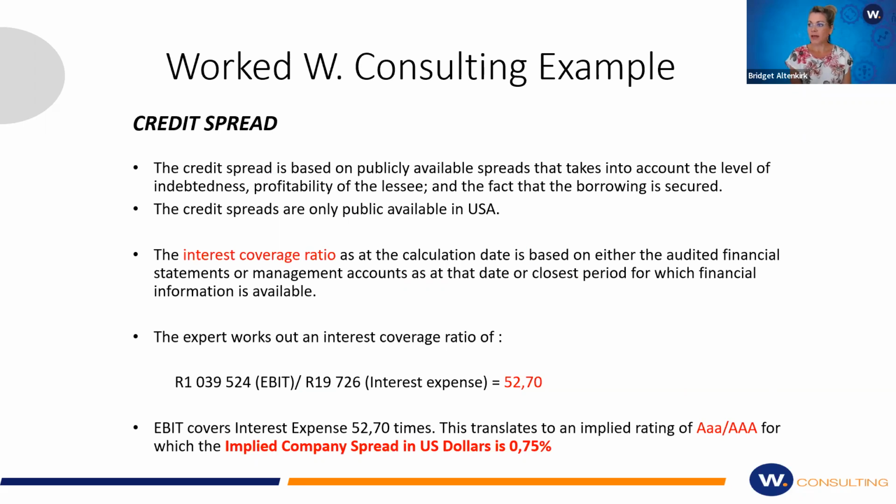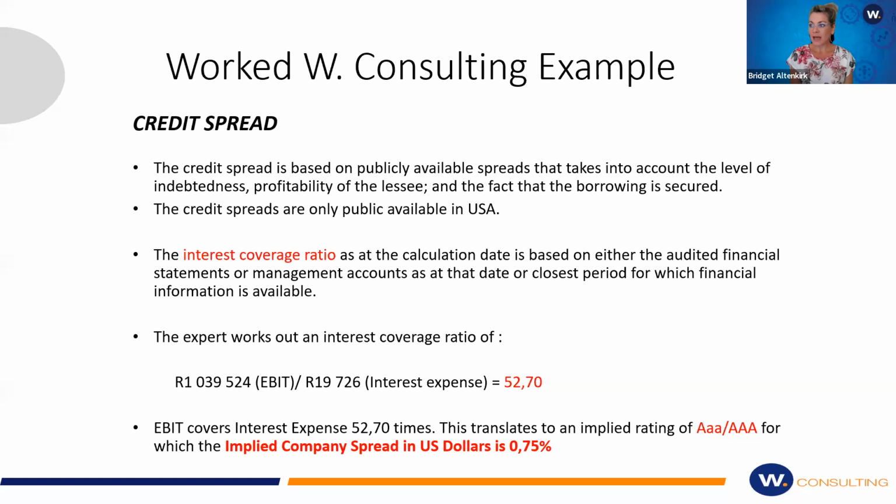So credit spread is based on publicly available spreads that take into account the level of indebtedness, profitability of the lessee, and the fact that the borrowing is secured if it is. They're usually only available in the US market. So this is why we typically start with the determination of a rate in the US denomination, and then we would convert it because we have access to the information in the US.